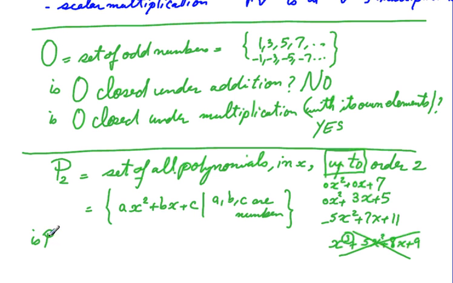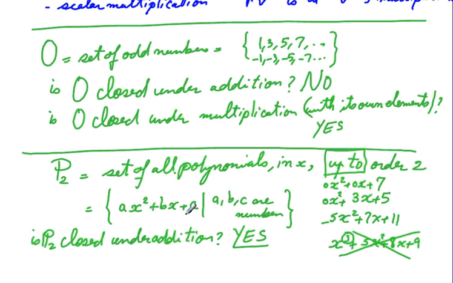Question: is P2 closed under addition? Which means if you take two of such polynomials and you add them, do you get something surprisingly new? No, it's still inside of that set. So P2 is closed under plain addition. Again, if I take two such things and add them, I'm going to get one more of these kind of guys. I'm not going to get an x cubed coming out or x to the power of 5 coming out. My power never increases.